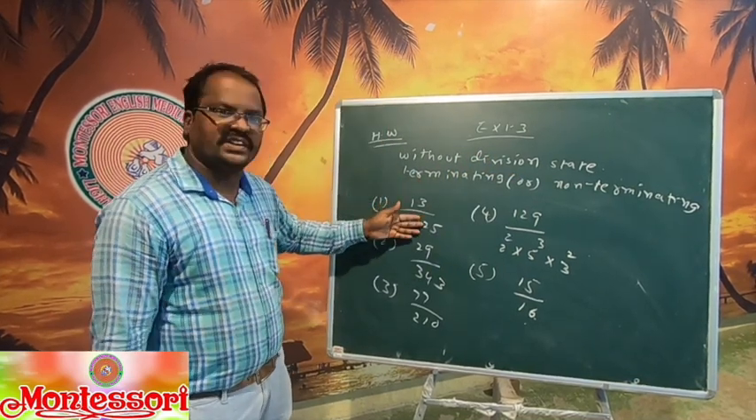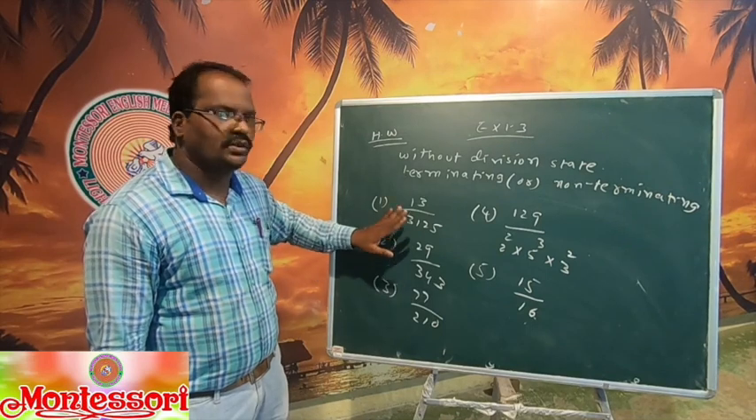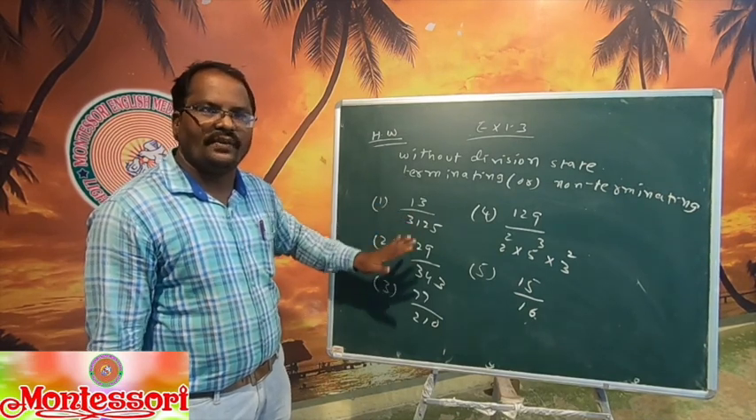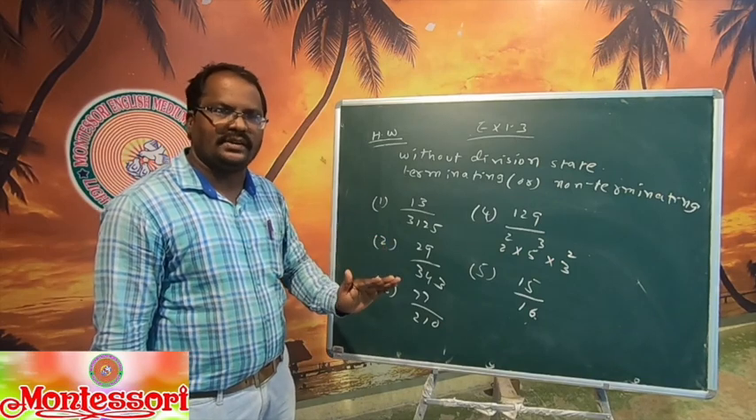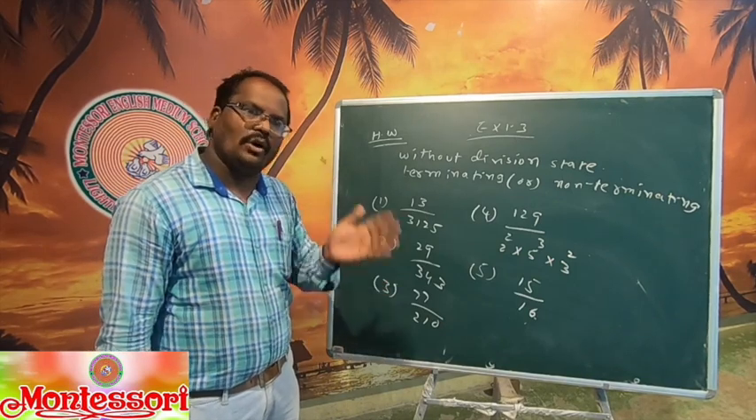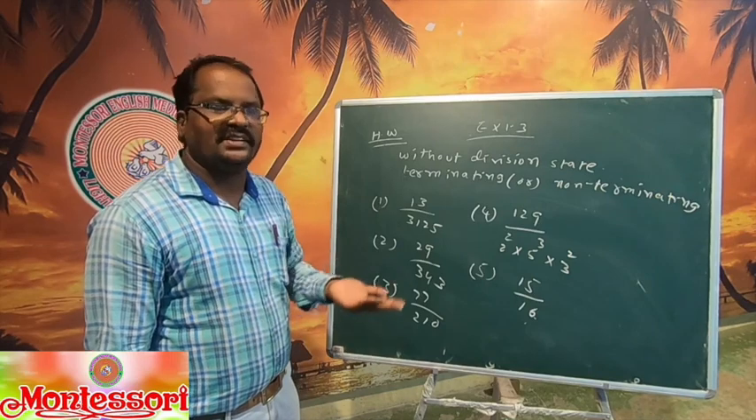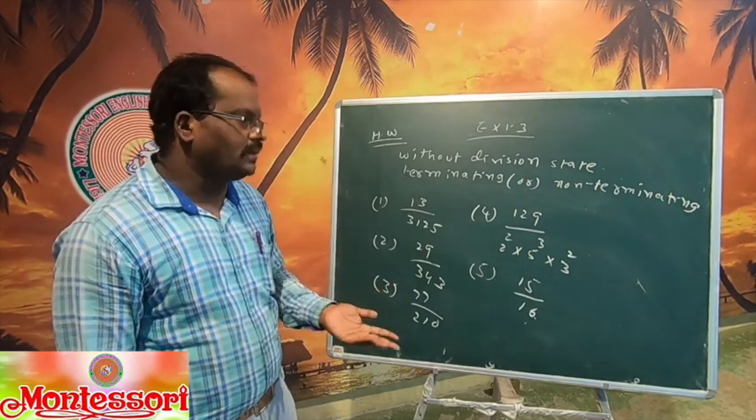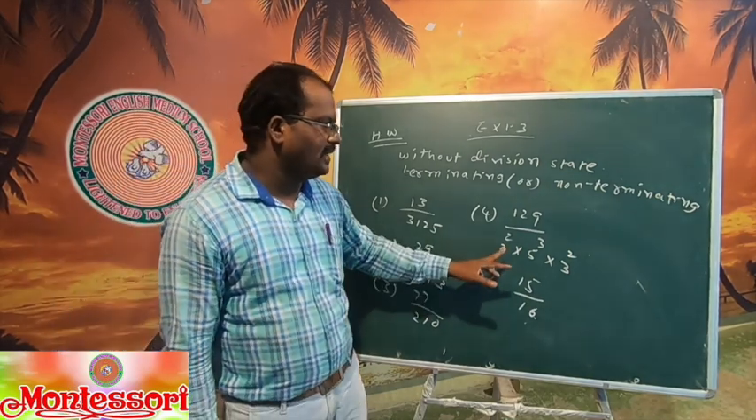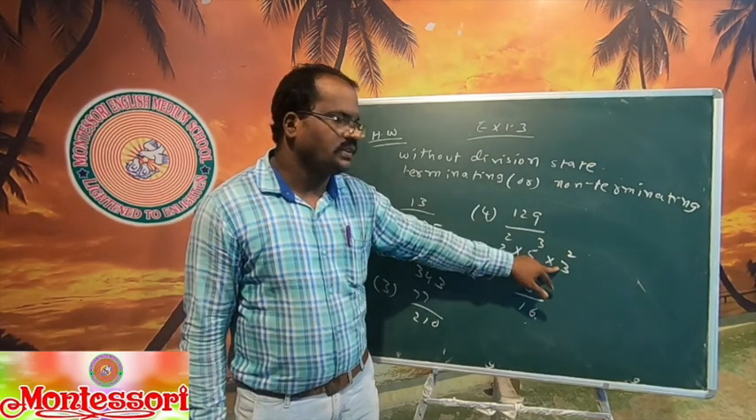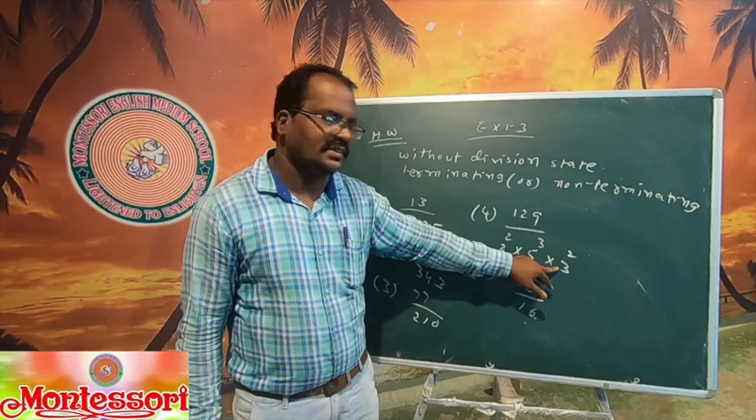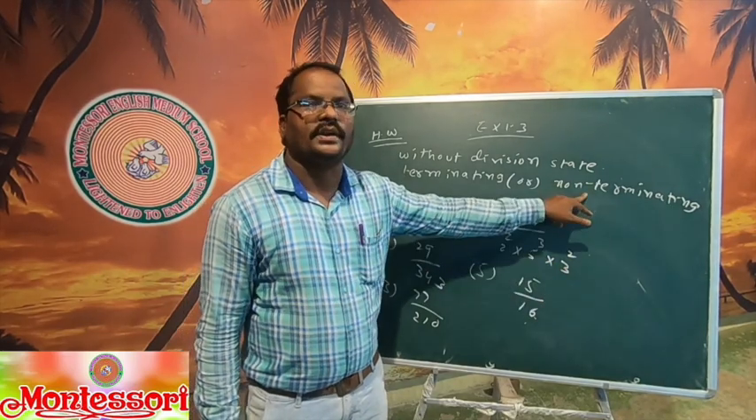You don't do any simplification. Go directly to the denominator and find the factors. You should observe the factors: either you get 2 factors, or 5 factors, or a combination of 2 and 5. Such cases are always called terminating. For other factors, for example, you see here 2 square, 5 cube, but 3 square is there. So here there is an extra factor 3, so in such a case it is called non-terminating.